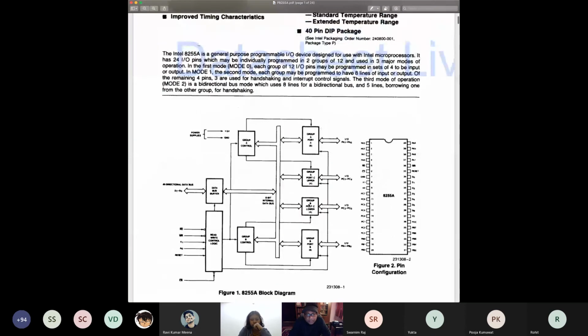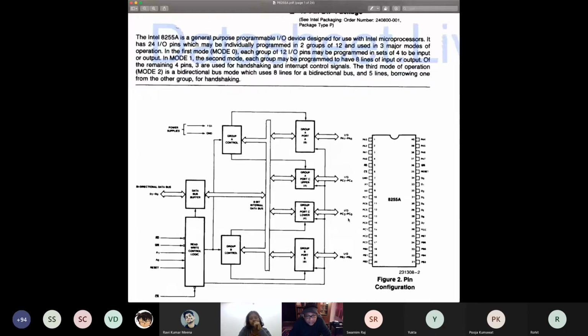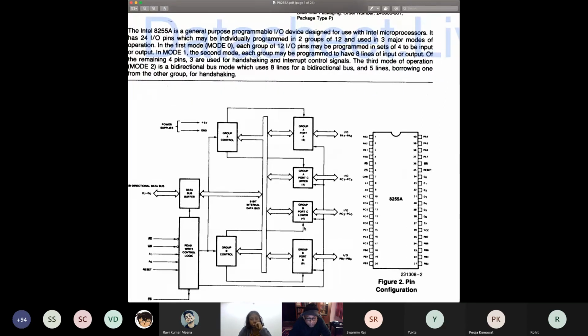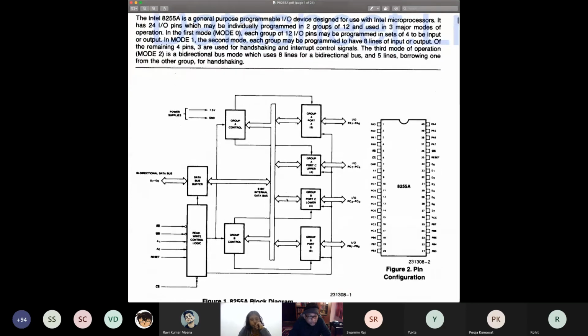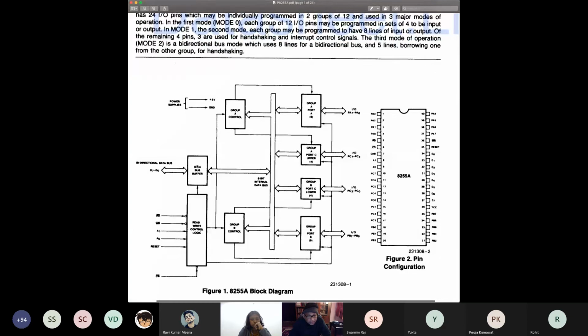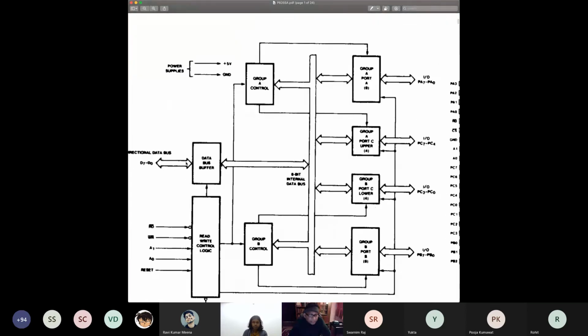Just remember that this is a very old chip, called the programmable peripheral interface. You see, it has 3 ports: port A, port B, port C. And it communicates with the system. It's an 8-bit chip. It has 8-bit ports. So it has an interface to the CPU. There is an 8-bit data bus, D0 to D7.